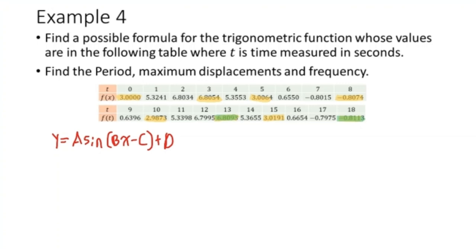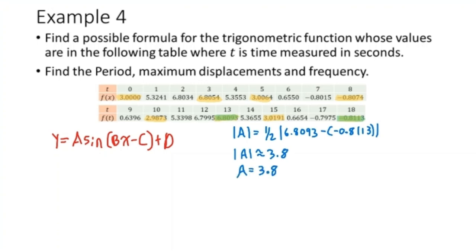And if you recall from previous sections, our amplitude, which is the absolute value of a, equals 1/2 the absolute value of the difference between our maximum and our minimum value. So going to Desmos, we get that our amplitude is approximately 3.8. So a is either positive 3.8 or negative 3.8. But which one of these two should we use, the positive or the negative?